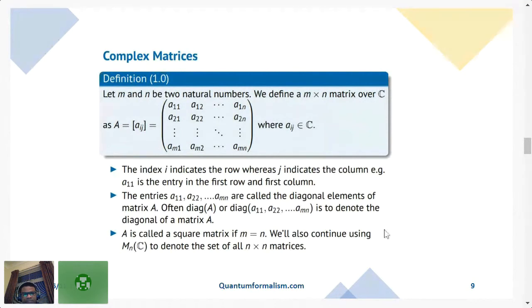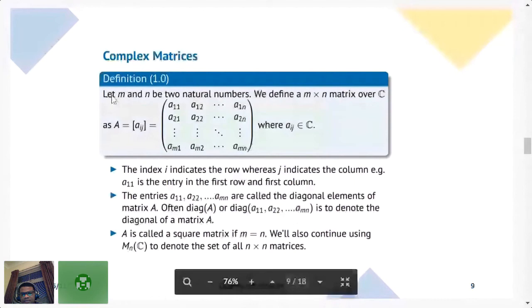So anyway, given m and n, we define an m by n matrix over C, so a matrix with entries in C. The entries here are all complex numbers like this, and often you see the abbreviations written like this. So this is very easy. The index i indicates the row, the j indicates the column. So for example, this entry here indicates the first row and the first column.